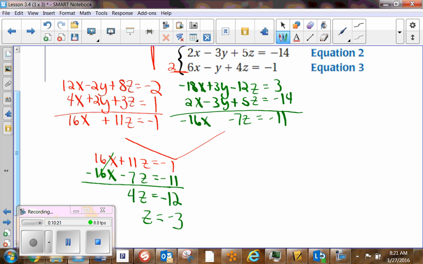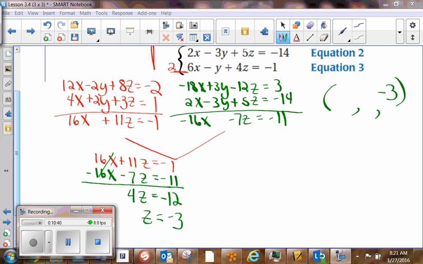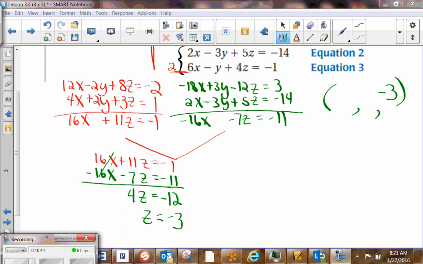I'm a third of the way there. Because remember, your answers are going to be a threesome now, x, y, and z. I know my z is negative 3. But really, the hard job is done. Because now what you're going to do is you're going to go back upstream. Once you get to this point, you're going to go back upstream. You're going to take this negative 3 that you got here, and you're going to put it back up into one of the places where you only had 2 variables.